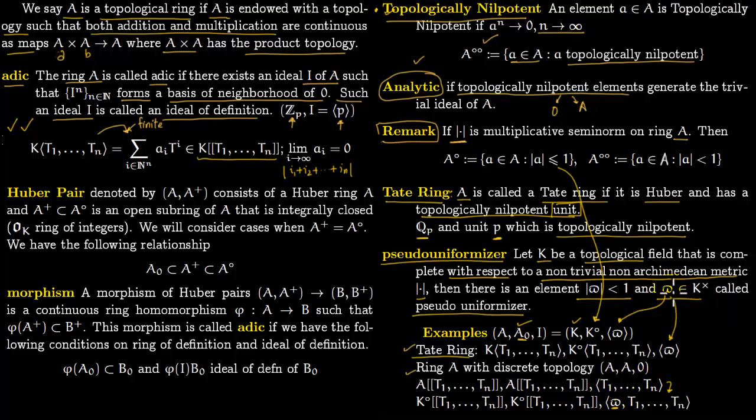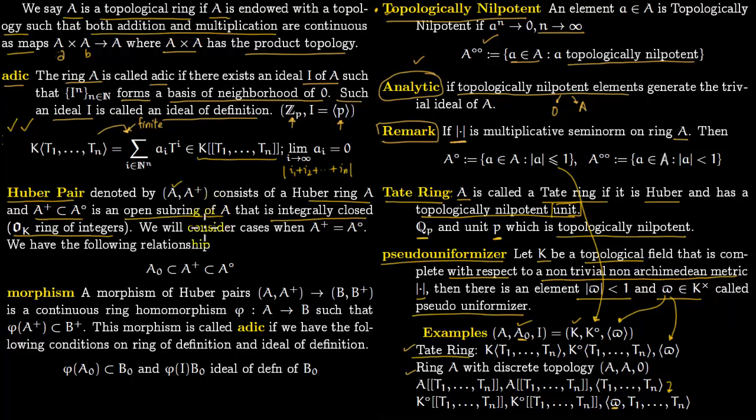Now let us note down two more important things before we close this lecture. First is the Huber pair. A Huber pair is generated by A and A plus. So this consists of a Huber ring A, and this A plus lies within this A circ. This A plus is an open subring of A that is integrally closed. So you can think of a ring of integers here. A plus, you can think of it as the ring of integers.